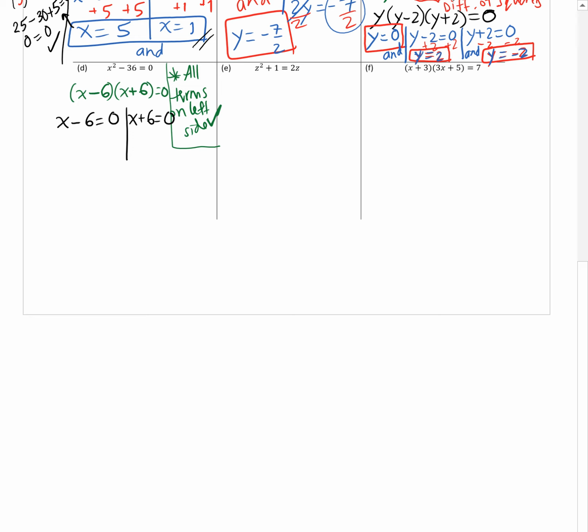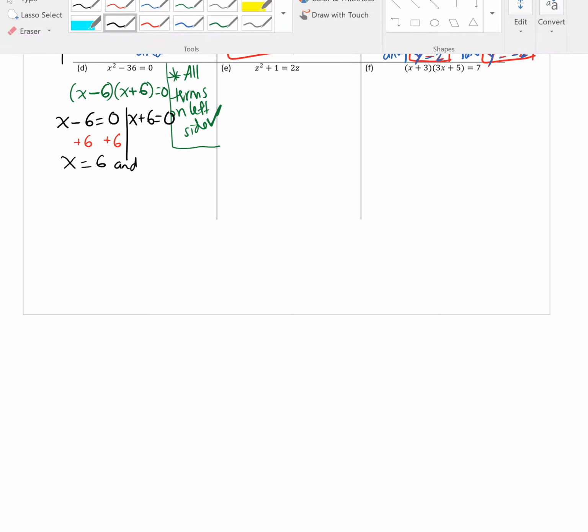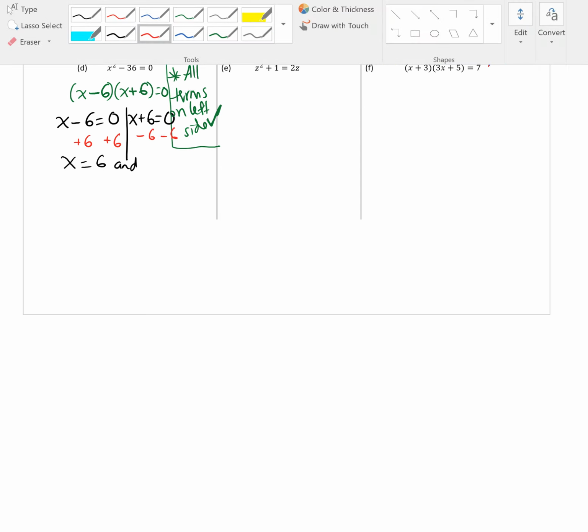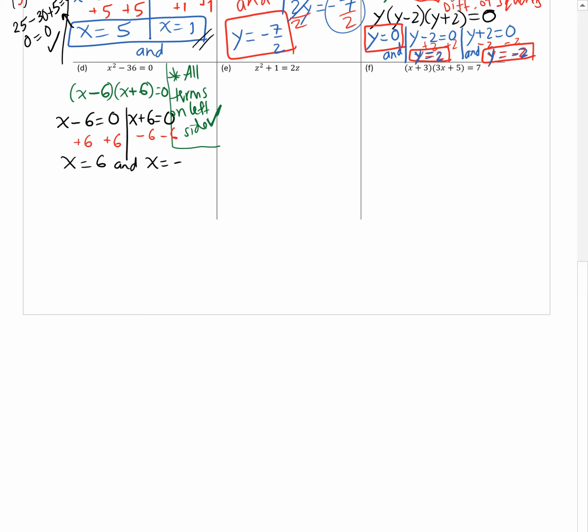So on the left one, I'm going to add 6 to both sides to move it over, and I'll end up with x equals 6. There's my first solution. The second one I can get by taking the one on the right and subtracting 6. That way x will be equal to negative 6. Alright, there are my two solutions, x equals 6 and x equals negative 6.